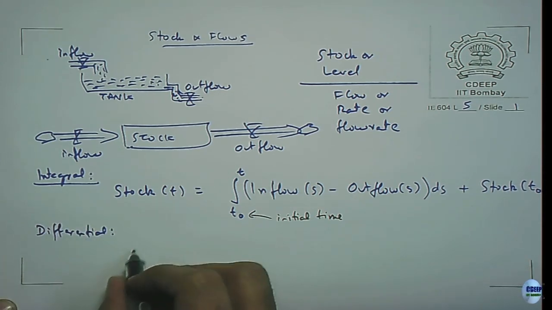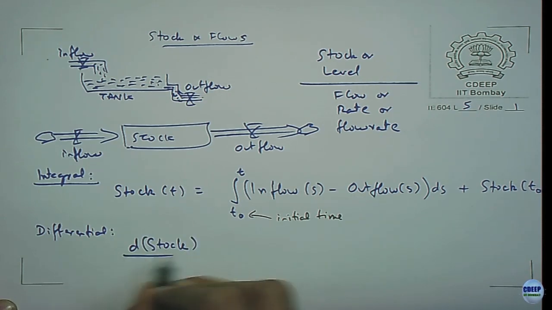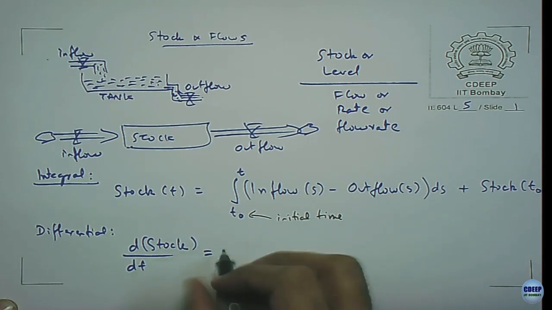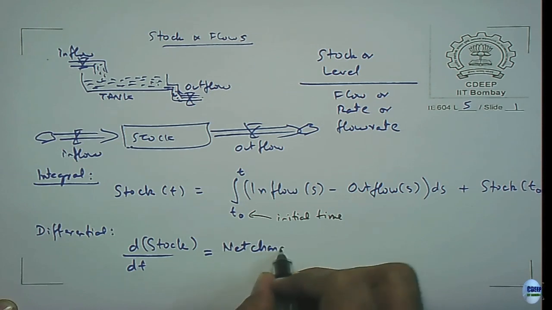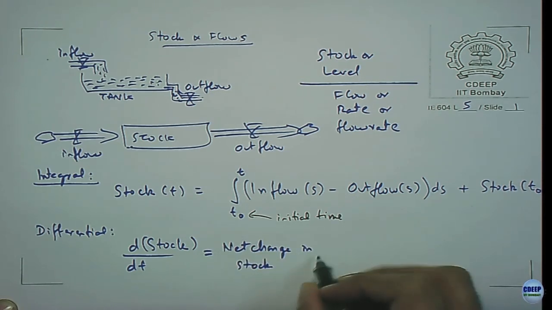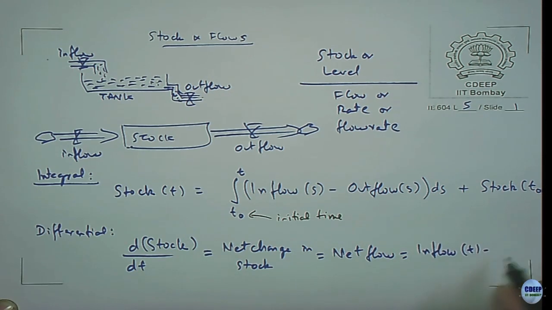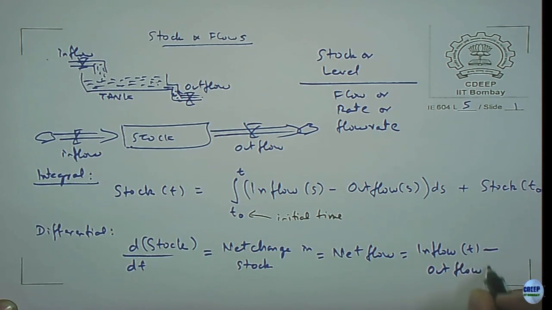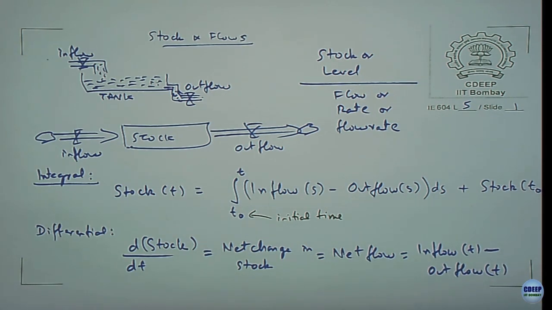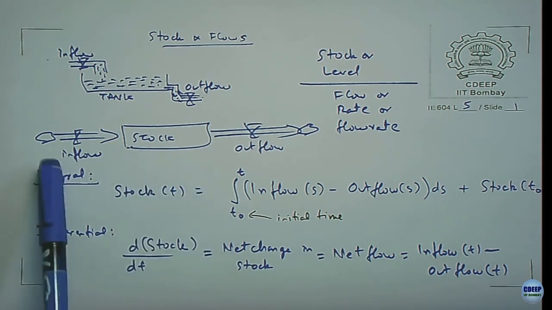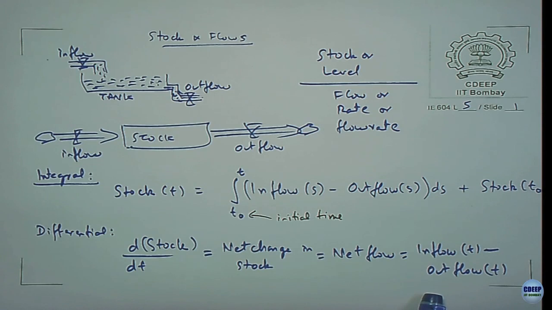or you can write it as a differential equation, where you can write it as d stock by dt, nothing but net change in stock. It is nothing but your net flow, nothing but your inflow at time t minus outflow at time t. So once you make a mapping of your model in terms of stocks and flows, automatically you have defined these differential equations into the system. The stock is going to change by the inflows and outflows precisely in this manner.